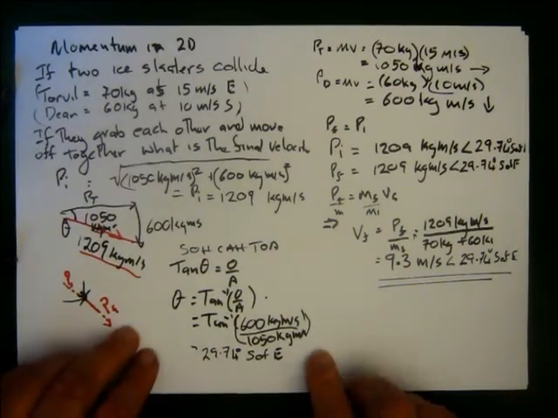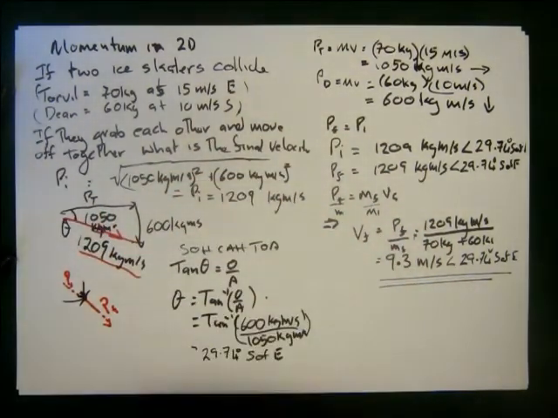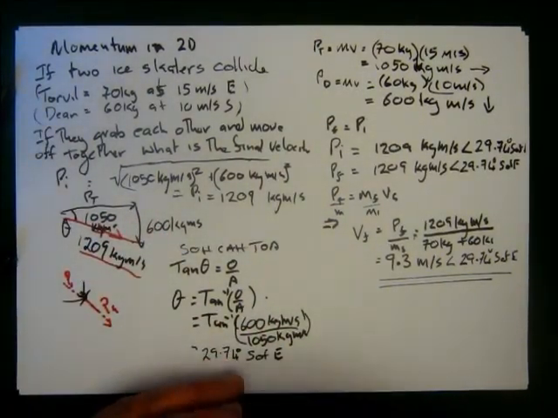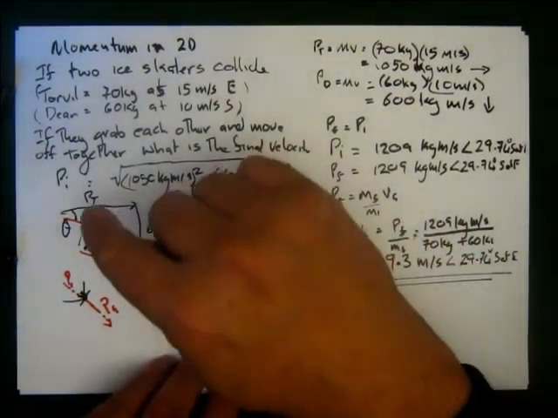So when you're dealing with momentum in two dimensions, you have to use vector mathematics to add the momentums together, because remember, momentum is a vector, so therefore the direction is important. When the direction is important, you must use vector addition.